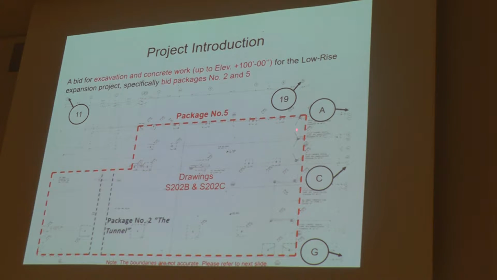Okay, for package number 5, the top boundary. If you have any questions, raise your hand. For this part, the top boundary is on line A here, and the bottom boundary is line G here. Also, here, this is a line to line C. Any questions?